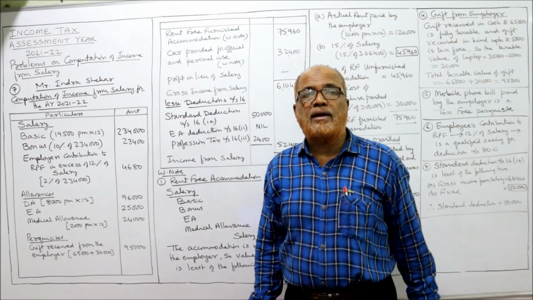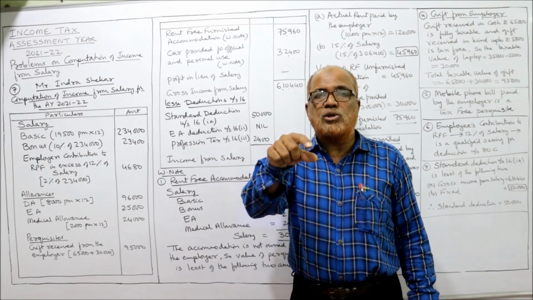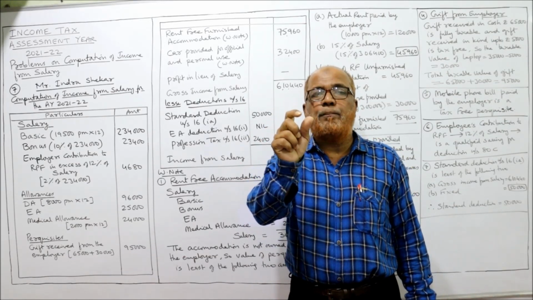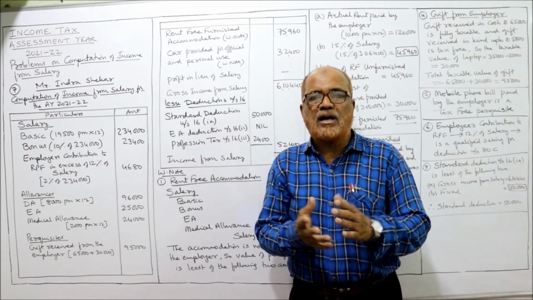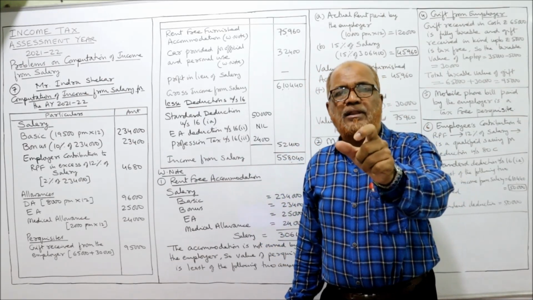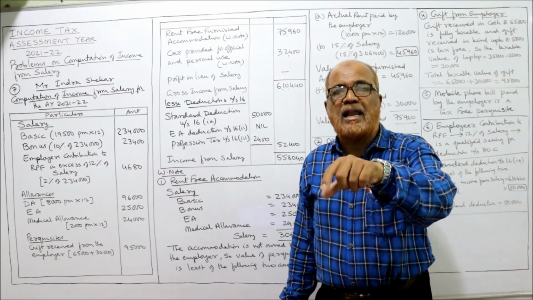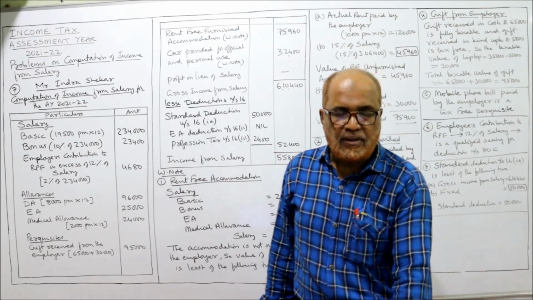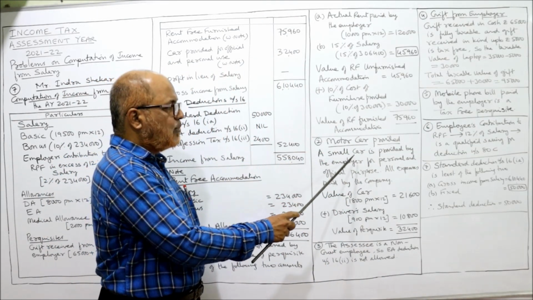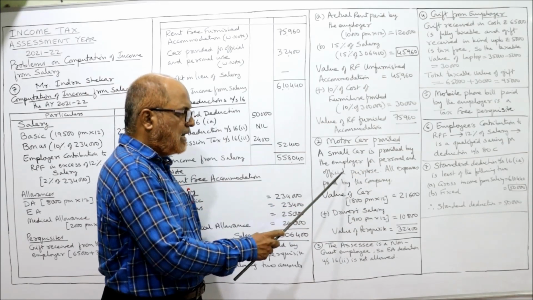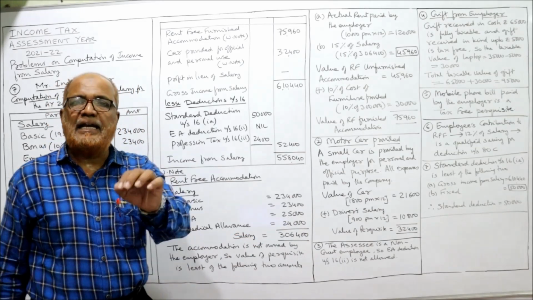But a driver is also provided. There is already a provision in the Income Tax Act. If a driver is also provided, rupees 900 per month will be added to the value of the car. The value of the car is 1,800 per month into 12. Whatever amount you get, to that you add the driver's salary, 900 rupees per month into 12. Then you get the value of the motor car here. A small car is provided by the employer for personal and official purpose, and all expenses are paid by the company. So the value of the car is 1,800 per month.